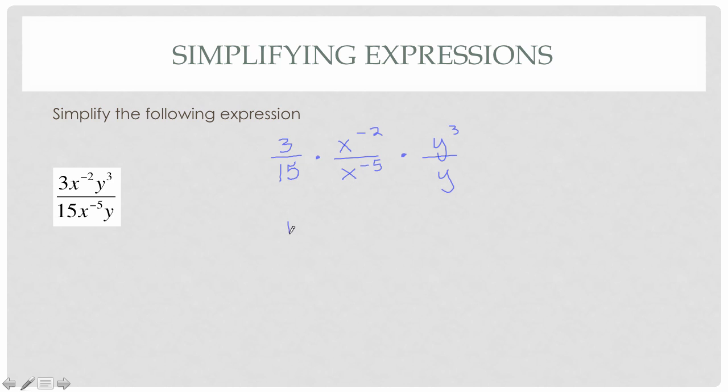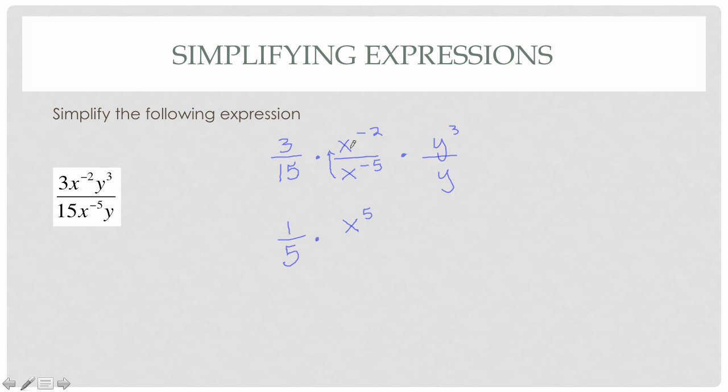3/15, that reduces down to 1/5. That's pretty easy. The x's, how do I want to do it? There's a couple different ways. I use the quotient property, right? And do x to the negative 2 minus negative 5, subtract my exponents. Or I could reuse my negative exponent property and rewrite everything as positive exponents. So dividing by x to the negative 5th is the same as multiplying by x on top to the positive 5th. I can move that up.